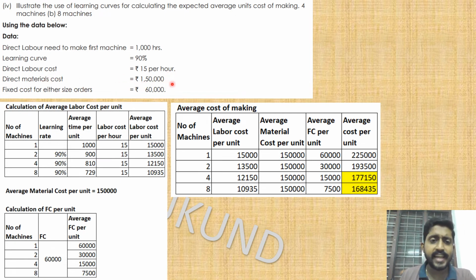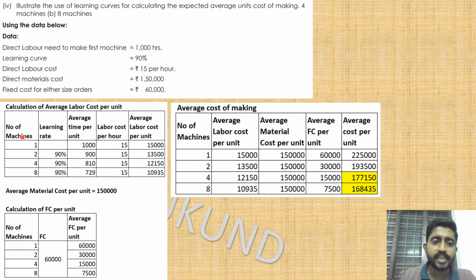So direct material, there is no doubt it's going to be 1,50,000 for all the units that we are going to make, whether it is 4 machines or whether it is 8 machines, it's going to be 1,50,000 rupees. Fixed cost for either size of order is 60,000. Okay, so let's go for calculating the average labor cost per unit.